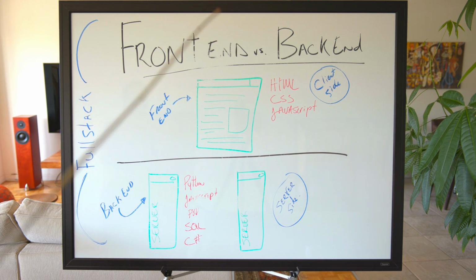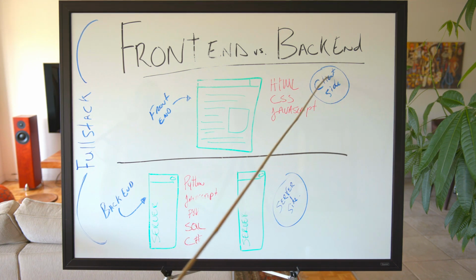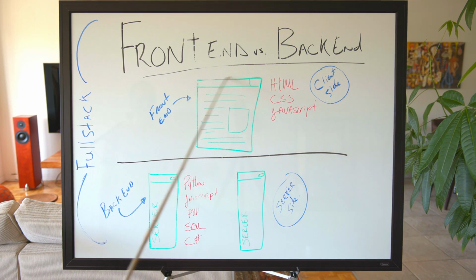So now you understand the difference between front end and back end: back end is server, front end is client, computers and software. You understand the difference between front-end languages like HTML, CSS, JavaScript. Some people call them client-side languages because they run on the client computers. And then you've got the server computers, and you have the server-side languages.